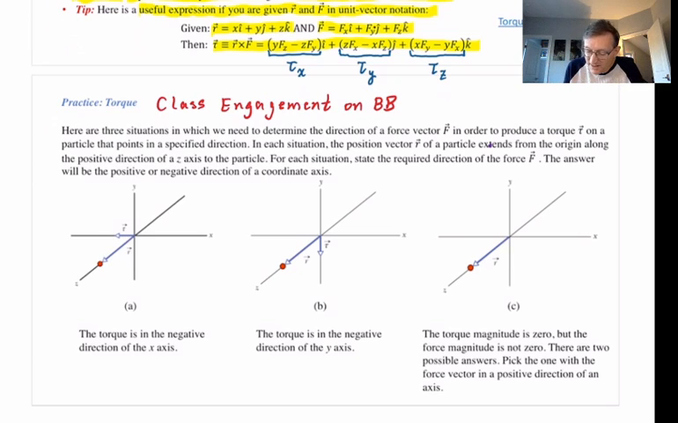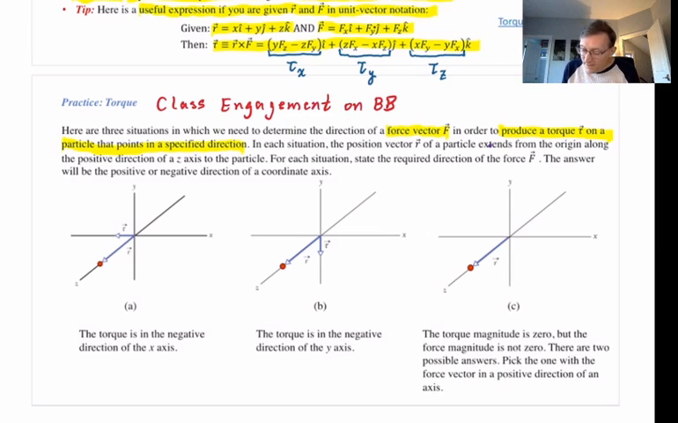Here's what it says. We have three situations, A, B, and C, in which we need to determine the direction of a force vector F in order to produce a torque tau on a particle that points in a specified direction. So we've got a particle. It's got a certain position r relative to the origin O. Our goal is to get the torque on it in a specified direction. We're going to need to figure out which way the force has to point.